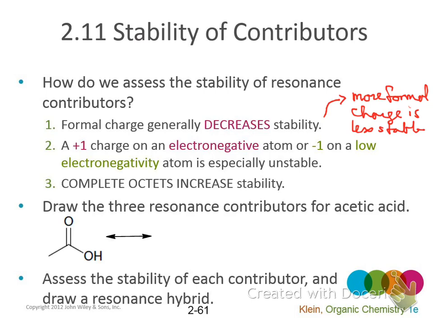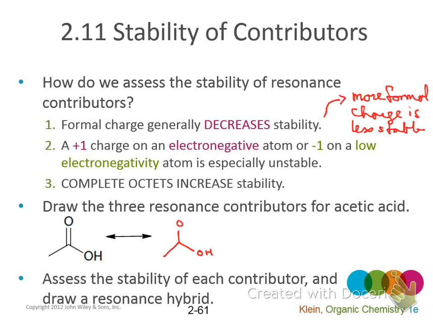Okay, so we're going to draw 3 resonance contributors for acetic acid. These are not all good. I would not draw them this way, but just to get the point across, we're going to draw the 3 for this one. Let's do this real quick. I've got to zoom into the right place. So the skeleton doesn't change.